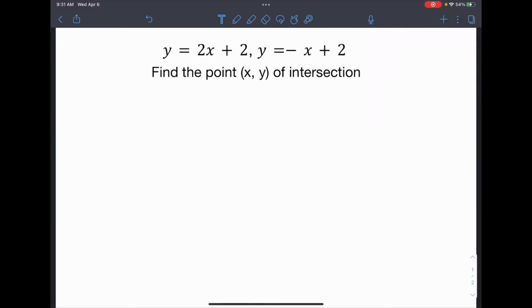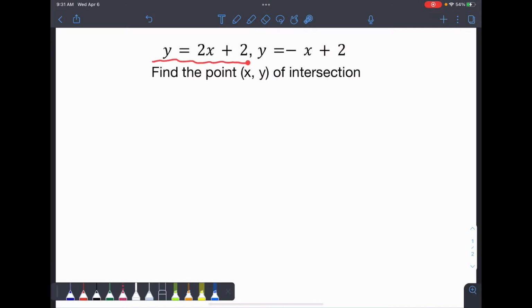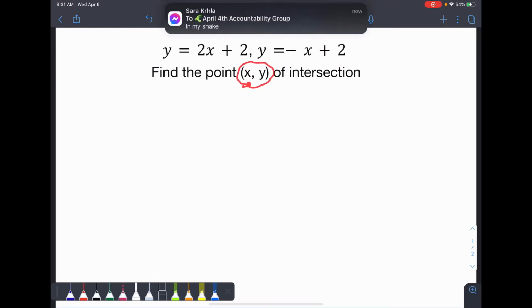Okay, here we have two linear equations: y equals 2x plus 2, and y equals minus x plus 2. What we want to do is find their point of intersection.